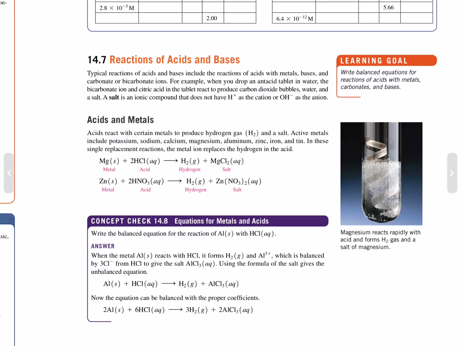Acids and metals. Acids react with a certain metal to produce hydrogen gas and a salt. Active metals include potassium, sodium, calcium, magnesium, aluminum, zinc, iron, and tin. In these single replacement reactions, the metal ion replaces the hydrogen in the acid.